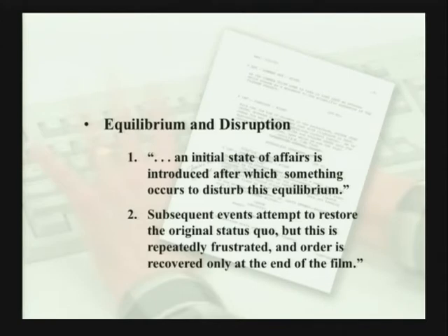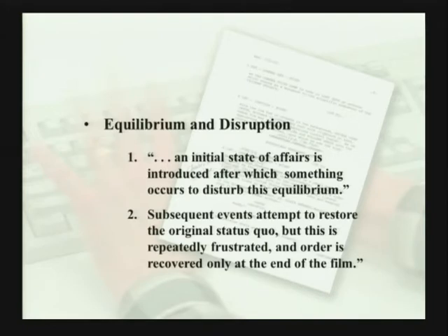Everything is normal. There is no problems. Everything is fine. Okay, that's the initial state of affairs that is given to us, and then something occurs that disturbs that, what they call equilibrium. And it is disrupted by any number of things. It could be people. It could be nature. It could be anything you could think of that could disrupt the natural order of things.